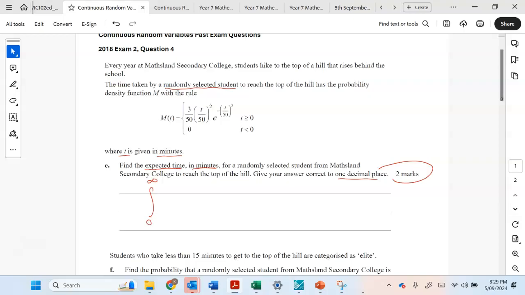Because it's the expected value, we're going to multiply the function by x. We don't have to rewrite it because it's already been defined. Oops, not x, silly. It is t. Don't make that mistake. If you put x, it's going to be wrong. So t times m of t. Our variable is t. That's all you need to do, and then we can just do it straight on the calculator.